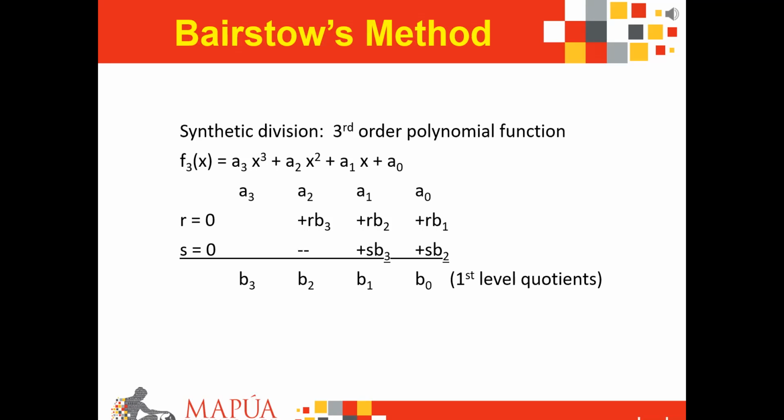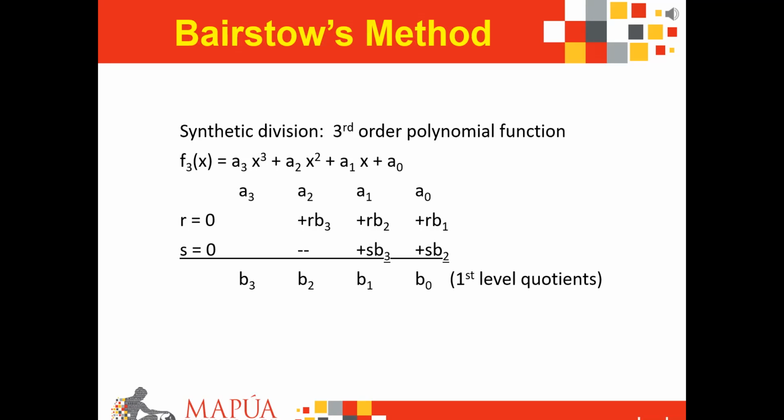In order to evaluate the quotient B3, you simply bring down A3. To evaluate the quotient B2, you multiply r times B3 and add it to A2. To establish the quotient B1, you multiply r with B2, add it with s times B3, and add it to your coefficient A1. To evaluate the remainder B0, you simply multiply r with B1 and add it to the product of s times B2 and add it to your coefficient A0. This represents the first level quotients.